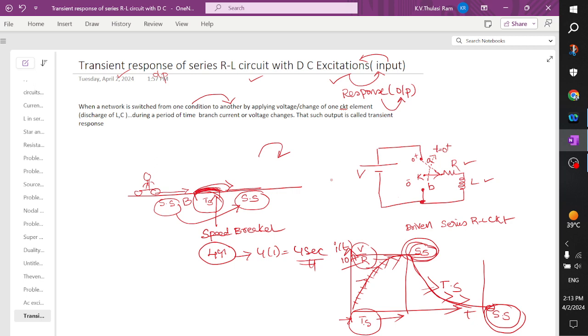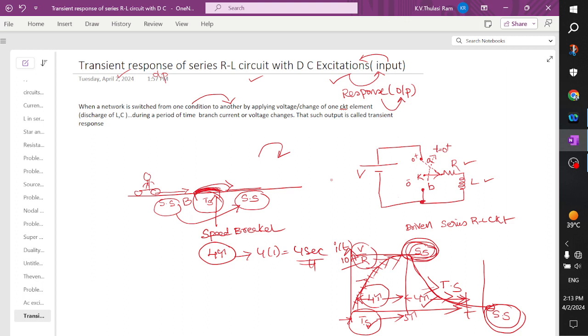Okay. So here the time taken by the inductor is called the transient time, and the time taken is 4 seconds or 4 times the time constant. Here also the time taken to get it settled, that is the transient state, is around 4 seconds. Once again, after 5 times the time constant, it comes to steady state. So this is how I can explain a transient.